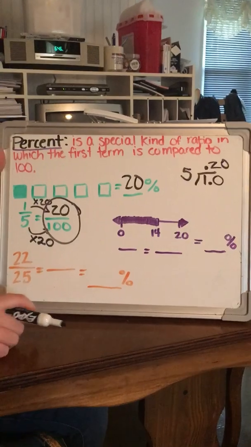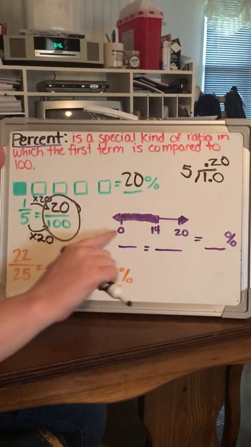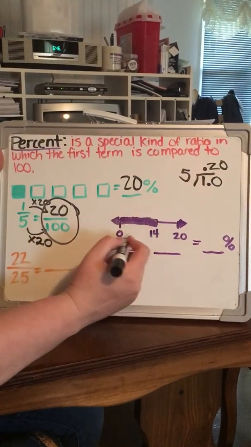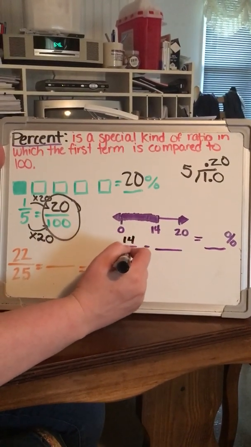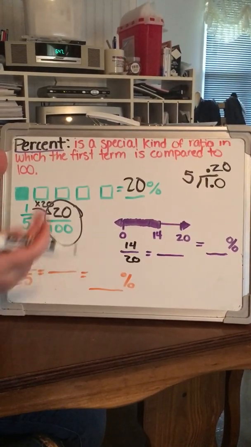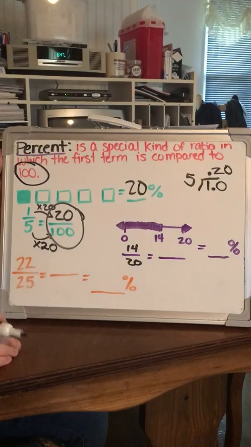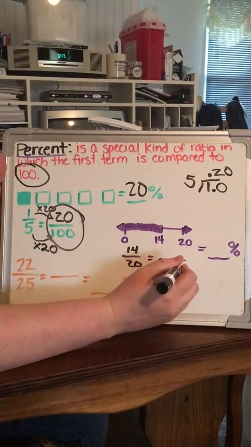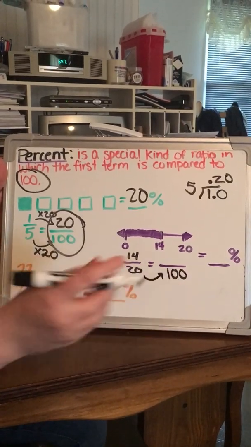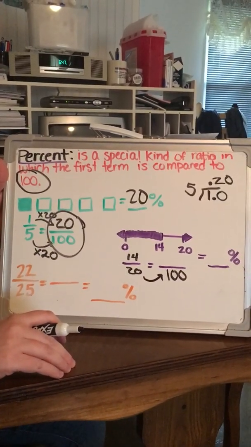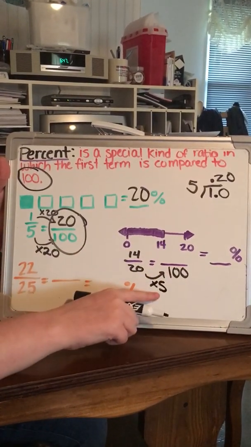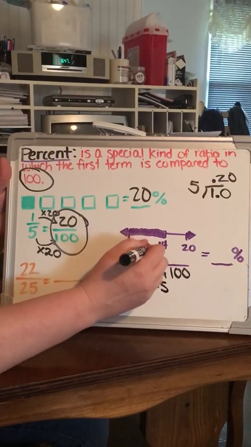Let's do another one here. I have this number line. It goes from 0 to 20, and it's filled in to 14. So we filled in 14 out of 20. But remember, percents are always out of 100. So our percent is going to be a fraction out of 100. Well, how do you get from 20 to 100? You multiply by 5. What you do to the bottom, you have to do to the top.